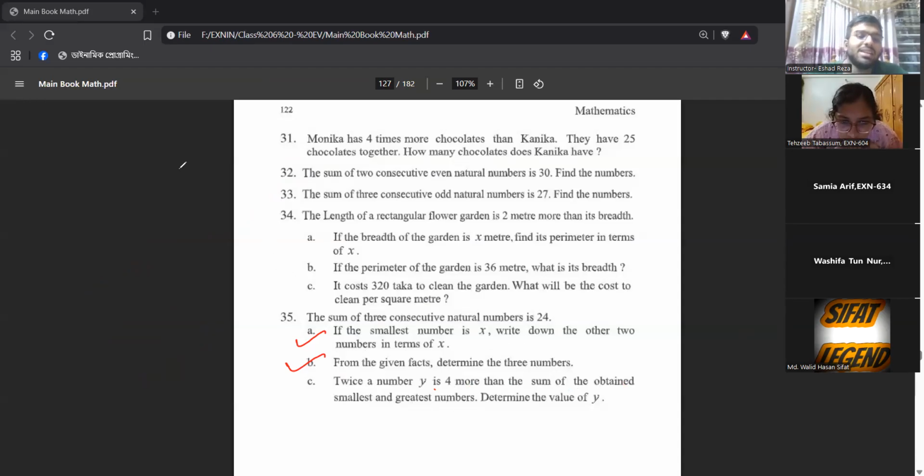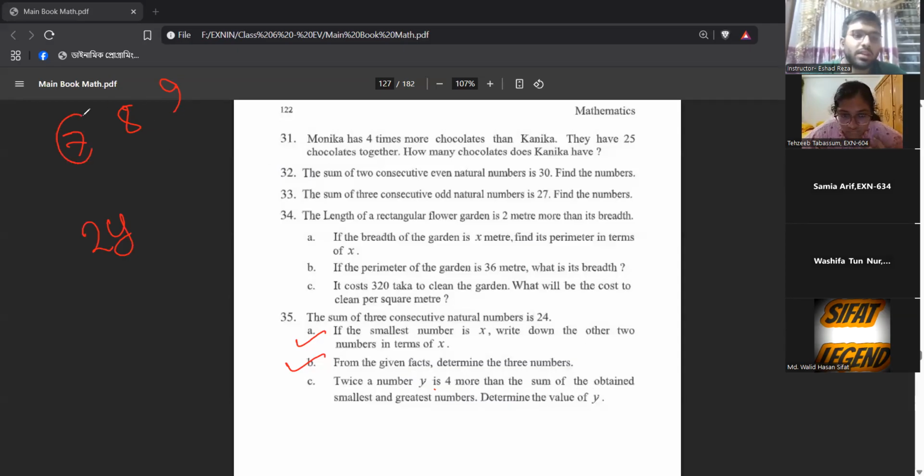Okay. So, what are the numbers we got? We got 7, 8, 9. Now you don't even need to say that the number is y. They're telling you that a number exists and it's called y. Then twice a number y. So twice y is 4 more than the sum of the obtained smallest and greatest numbers.